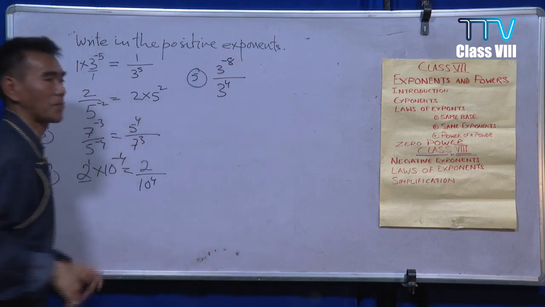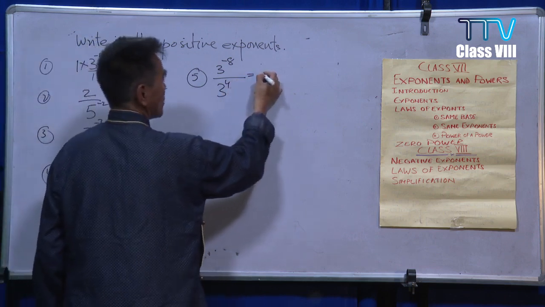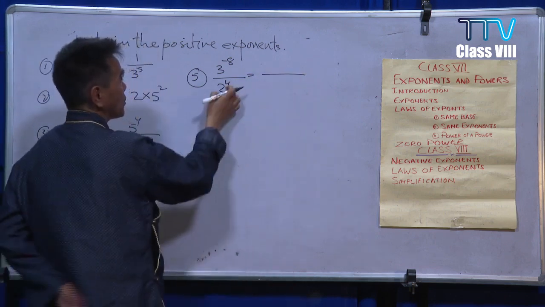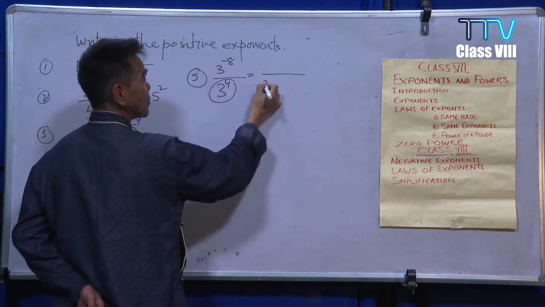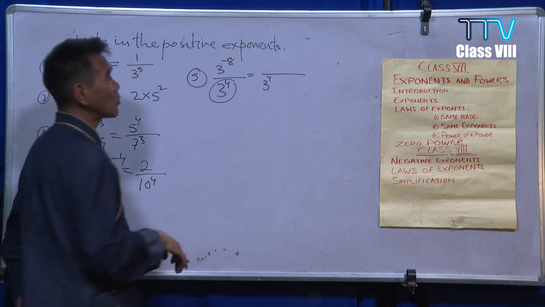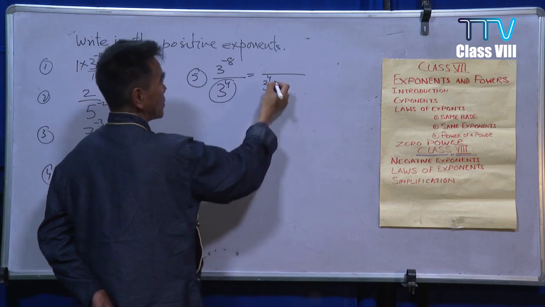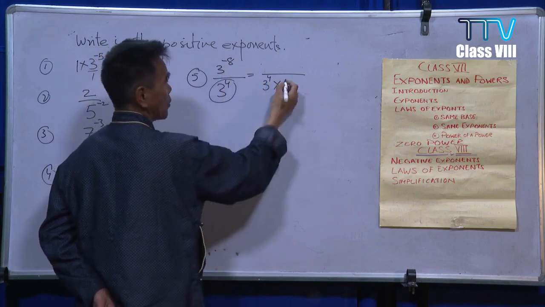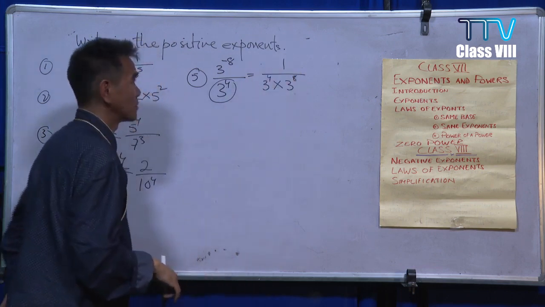Simplify, and negative changes to positive. Numerator and denominator: 3 raised to power 4, positive. The numerator with a negative power moves to the denominator. The numerator then becomes 1, you write 1.